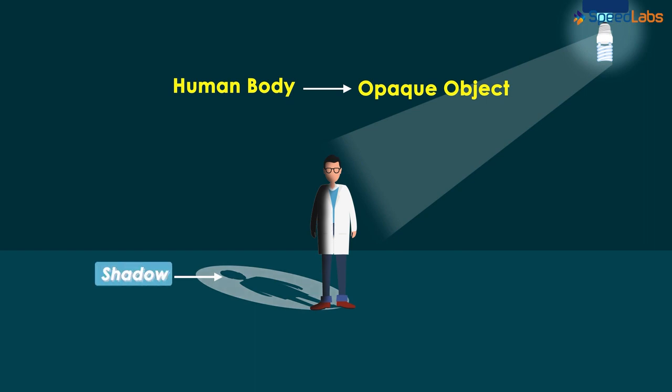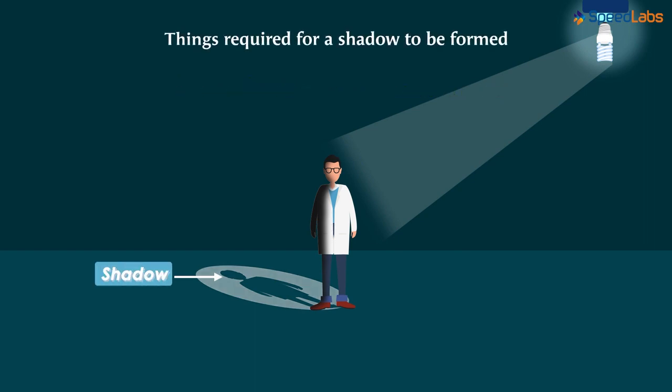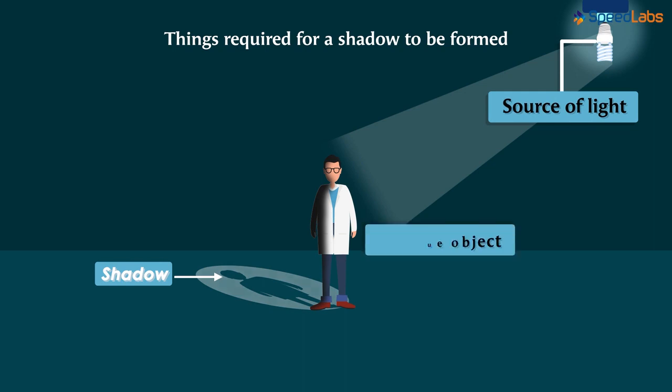Now looking at this, can you tell me the things that are required for a shadow to be formed? Two things are obvious. First, a source of light which is in front of the body. And second, an opaque object. Here, the human body is the opaque object. Can you identify any other thing we may need for a shadow?